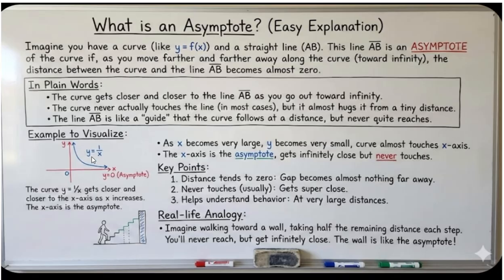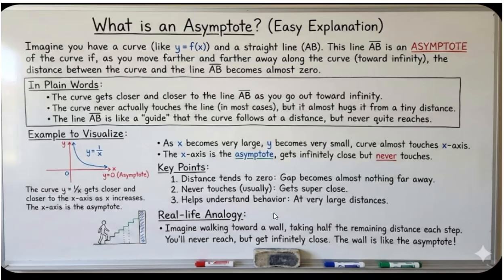I can explain with an example. Suppose you take y = 1/x. The variable point x, if you go on increasing the x value, x becomes large and y becomes very small. As x tends to infinity, y tends to 0. The curve moves like this, approaching 0. Here the x-axis is an asymptote.